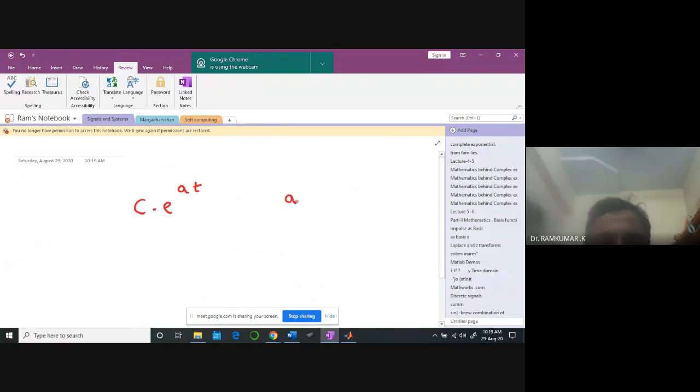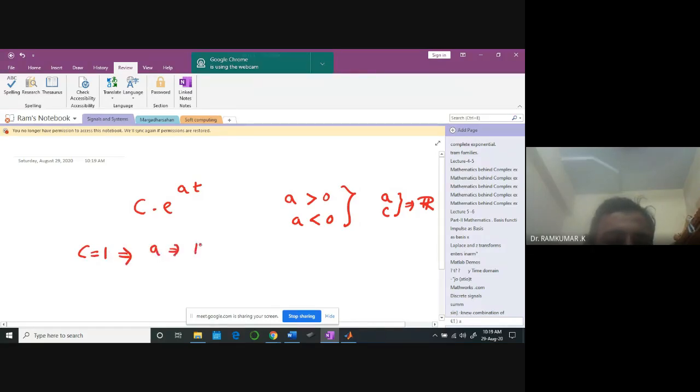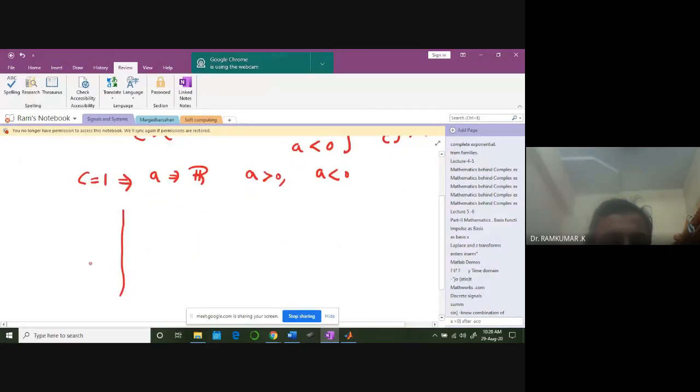A can be greater than 0, A can be less than 0, when A and C both are real. When C is equal to 1 and A is real, A can take two options: A less than 0, A greater than 0. You have a curve like this. Where is the cutting point? What is this intersection point for this case? When C is equal to 1, it's going to be 1.